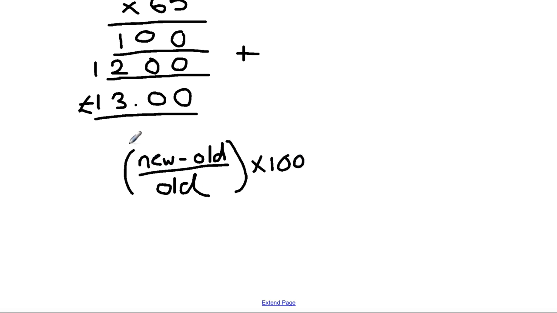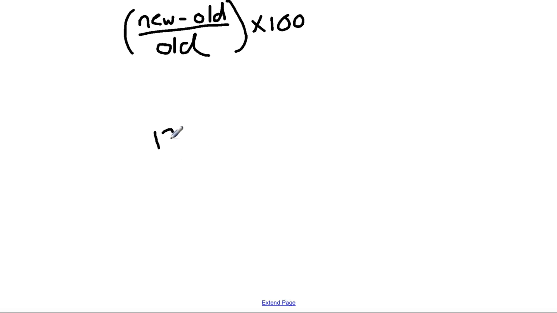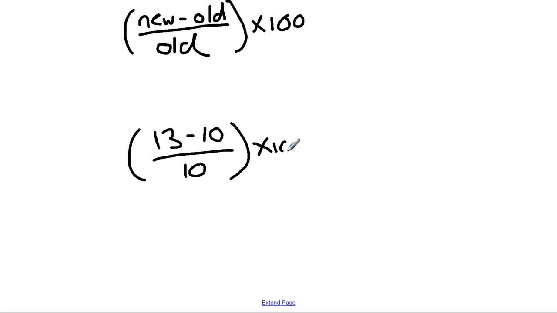Okay, so the new price is £13. The old is how much you paid for it, which is 10, and we're going to divide it by 10, and then we're going to multiply it by 100 to find the percentage profit. So 13 minus the 10 divided by 10, and then we're going to multiply that by 100, which will give us the percentage profit. So the percentage profit is 30%. So that's how much profit Renee will make.